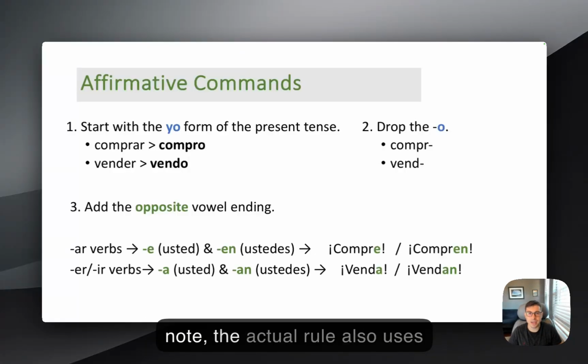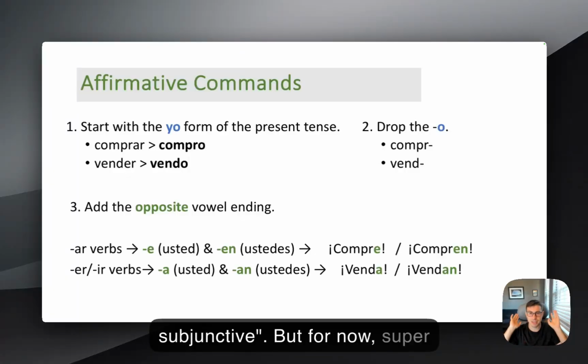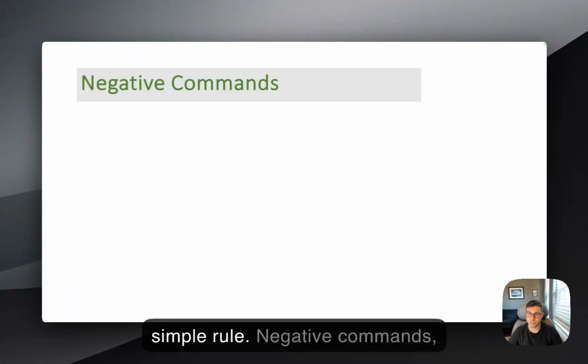Now, quick note. The actual rule also uses subjunctive. We do not know subjunctive yet, so in the future, you will use this rule to create subjunctive and things, and then you will be like, oh, affirmative commands can be done from the subjunctive. But for now, super simple rule.